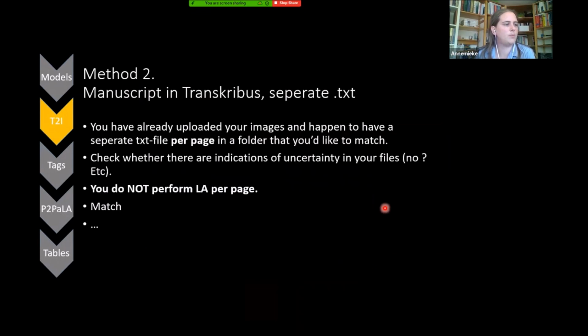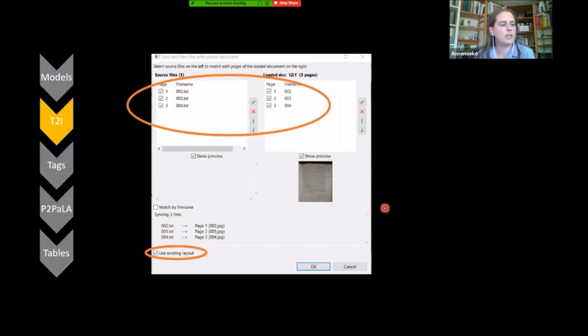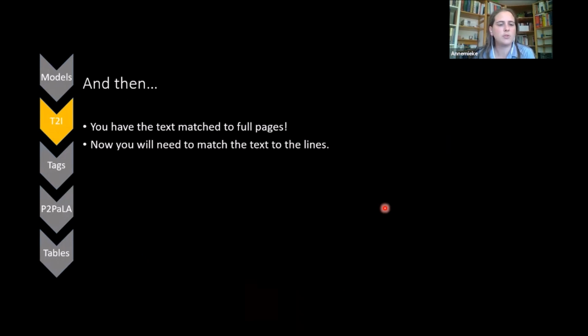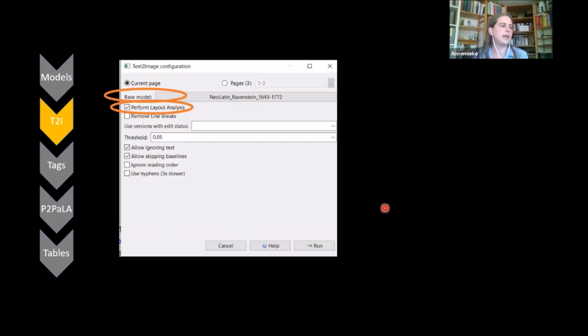So we have had the layout analysis. We have the match. We did not use the layout analysis because there was no layout analysis available. You match the text to the full page. But because you need to figure out where the lines are, you need to perform the layout analysis. You perform the layout analysis and you also provide a base model. Please ignore text as an option. Skip baselines. If there is no sentence available, then the computer should be free to leave it out.